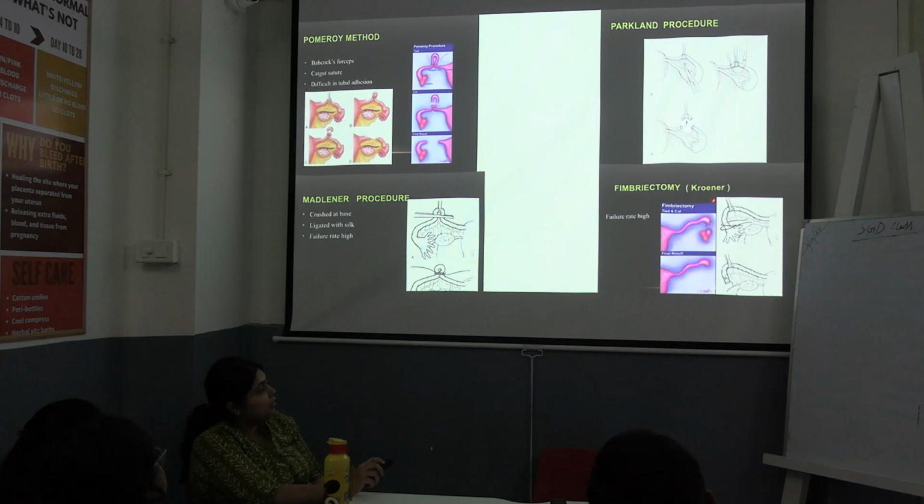In case of Kroner's fimbriectomy, which has the highest failure rate, what we do is only the fimbriae are cut. Still, if ovulation occurs, this ovum can still be picked up and transported to the ampulla, and implantation and fertilization can still occur.